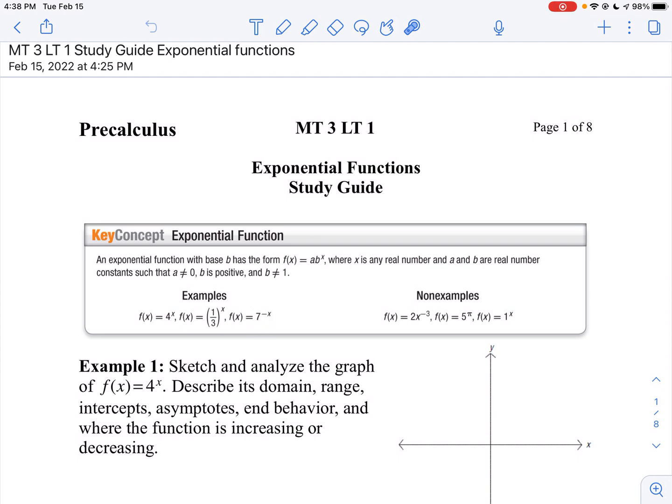An example that is not exponential: 2x to the negative 3. Your exponent is not your variable, so that's why it's not exponential. If I have something like 5 to the pi, I don't have a variable. And 1 to the x is not exponential, because b can't be 1, since it's just the same thing.